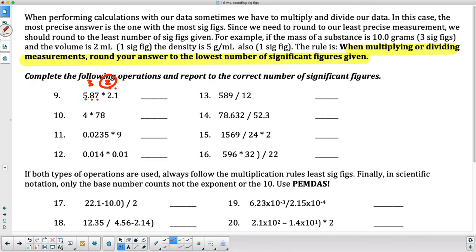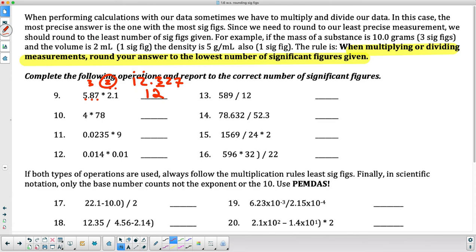My unrounded answer for this is 5.87 times 2.1. That equals 12.327. And then I count 1 and 2, and I check to see if that's 5 or higher. And if it's not, then I round off to a 12. And that's it. That's how you do it.